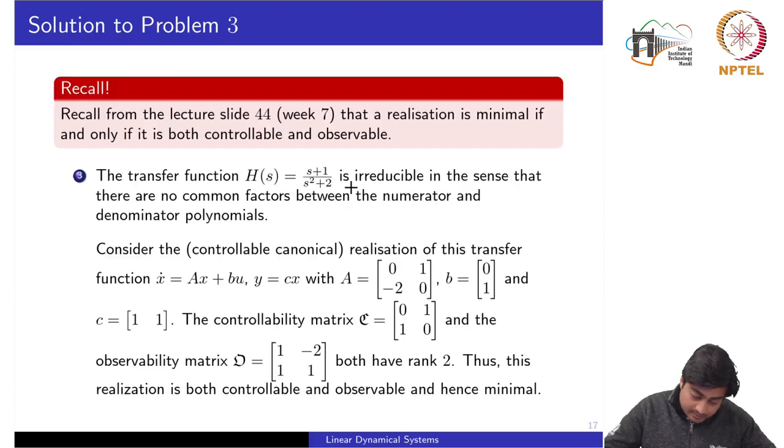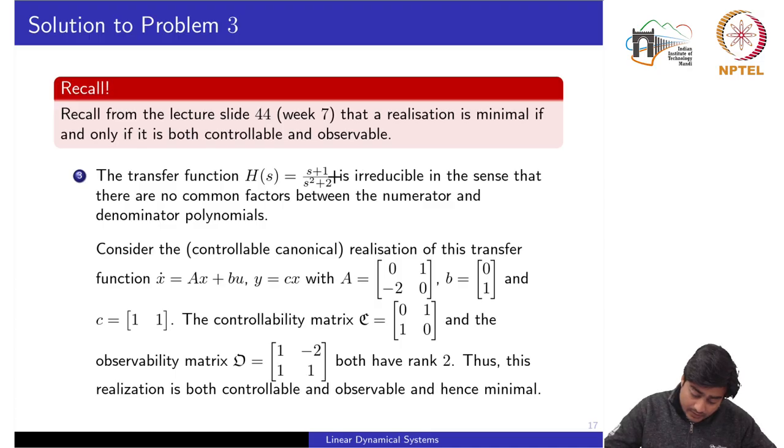Now lastly is the realization, which is supposed to be minimal, and we had seen detailed proof that that realization should be both controllable and observable. Now one of the inherent meanings of this is that both the numerator polynomial and the denominator polynomial are co-prime. That is, there are no common factors in those polynomials.